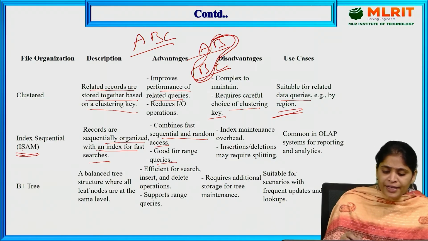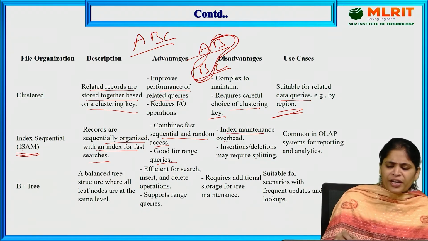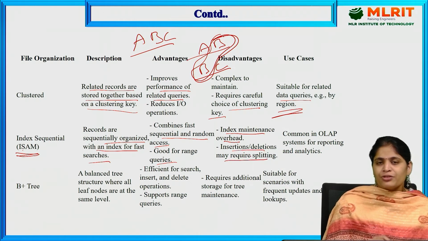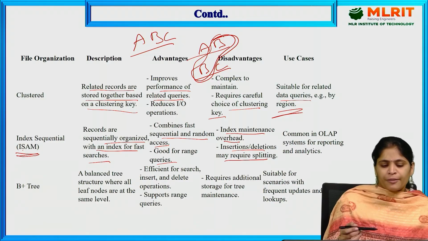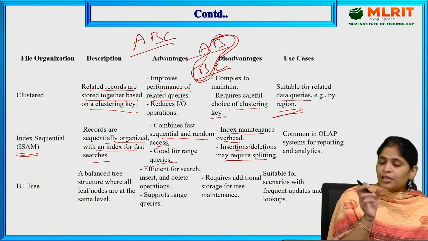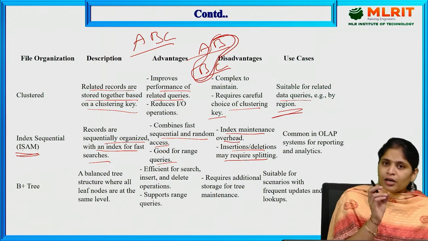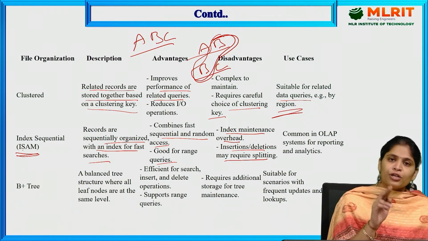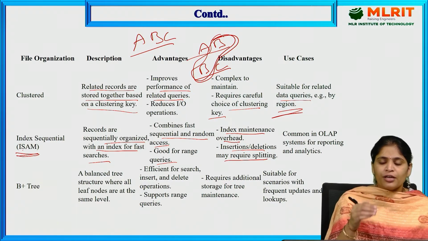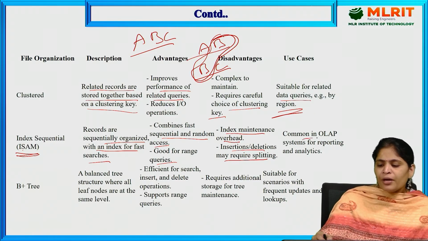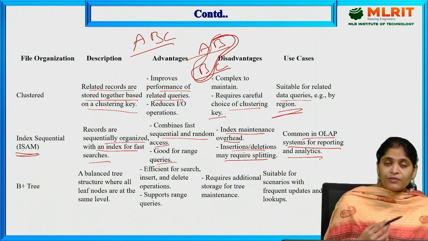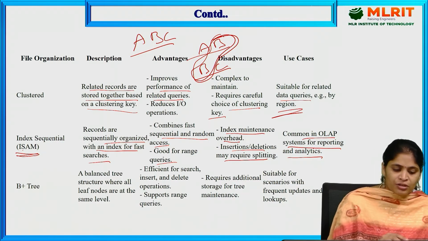Next, index maintenance overhead. That is one of the drawbacks. Insertions and deletions may require splitting. Why? Because if I add an element, that node contains only the data records which we have to insert, two. If one more, a third element, I have to insert, then that node must be split. So splitting must be done. It is common in OLAP systems for reporting and analytics. That is where we use this ISAM application.